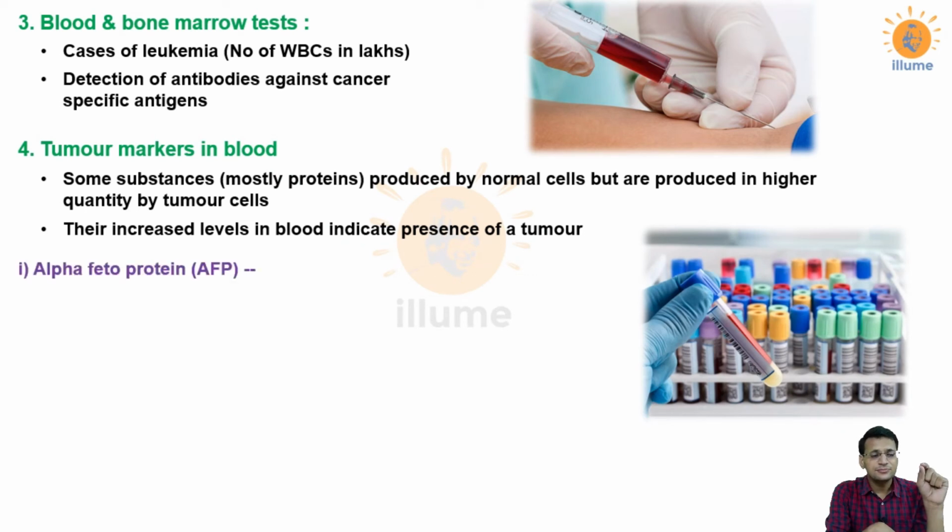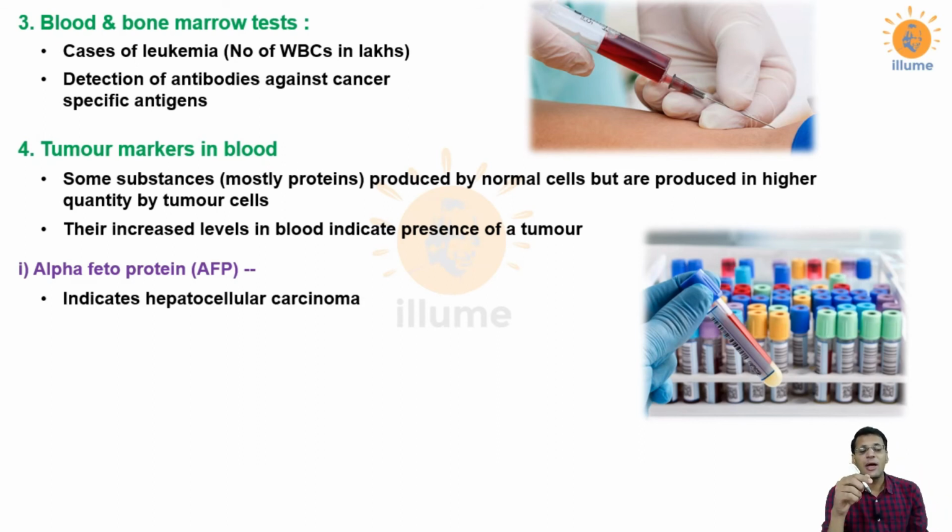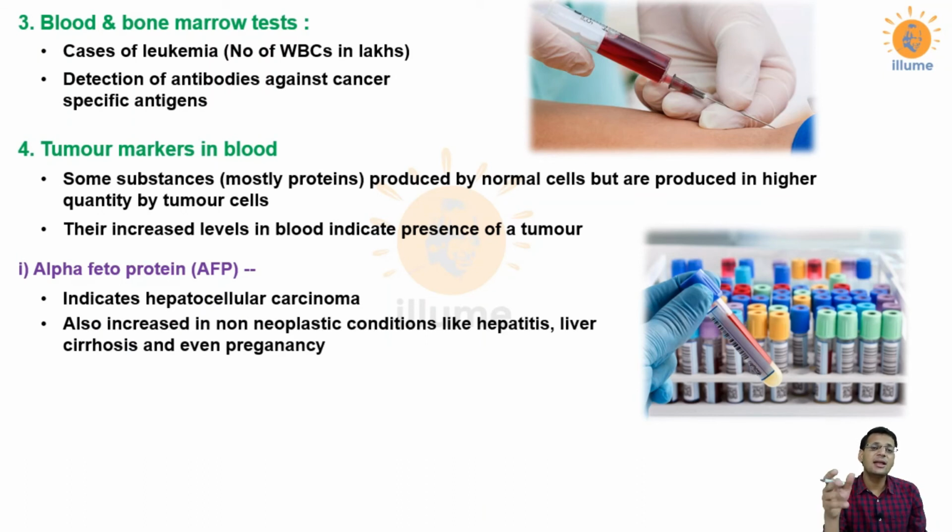tumors. And we will discuss two very important tumor markers. The first one is alpha fetoprotein, and its high concentration in blood indicates the presence of hepatocellular carcinoma. But as I said earlier, tumor markers are also produced by normal cells, and there are certain non-neoplastic conditions, meaning other than tumor cases, where its concentration is also increased: in cases of hepatitis, liver cirrhosis, and even in pregnancy you can see an increased AFP in blood.